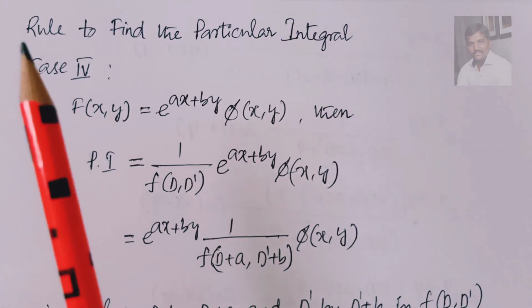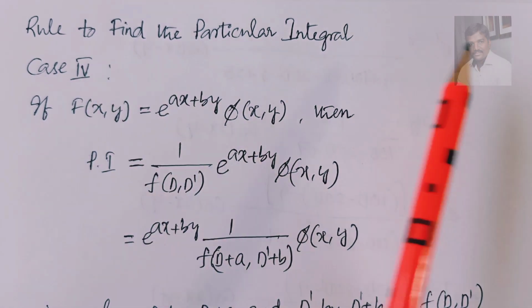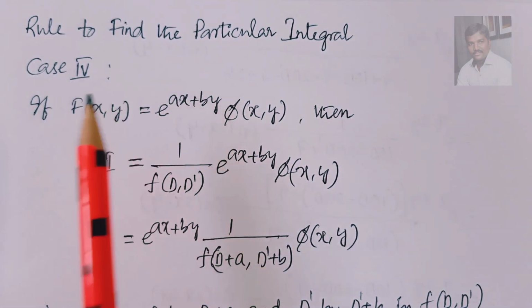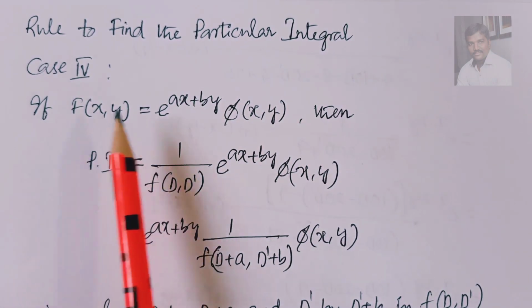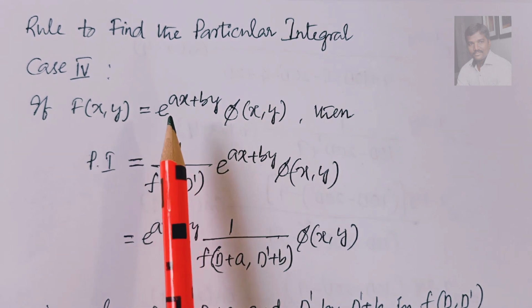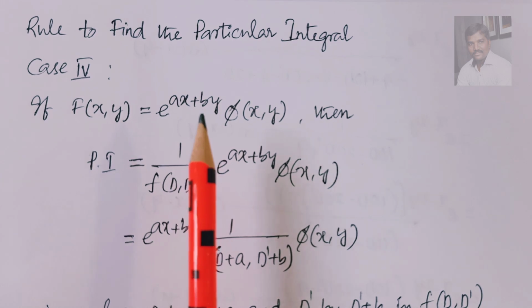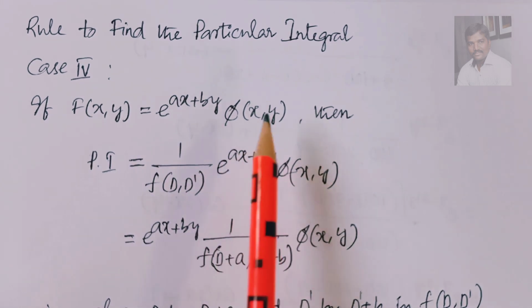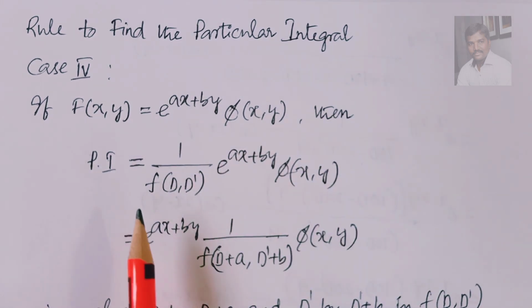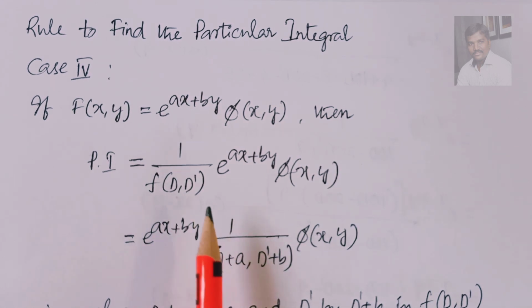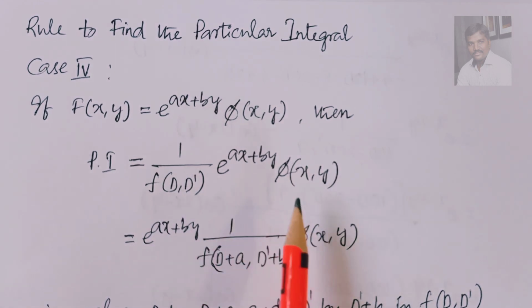Hi students, today we are going to discuss how to find the particular integral in case 4. Case 4 is if capital F of x, y is equal to e power ax plus by into phi of x comma y, then the particular integral is equal to 1 by f of D comma D dash into e power ax plus by into phi of x comma y.